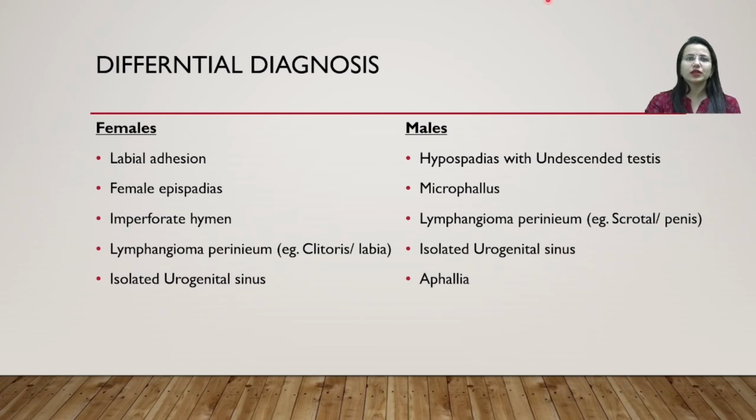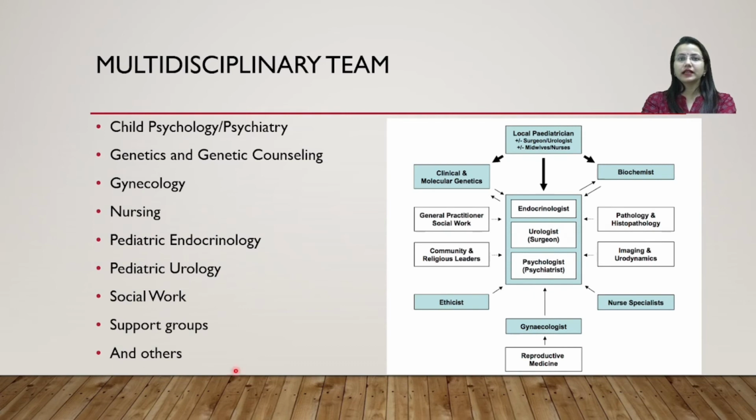A few things one should keep in mind, especially in females: labial adhesions, female epispadias, and imperforate hymen. While for the male, it could be a normal case of hypospadias with undescended testes, microphallus, or isolated urogenital sinus. As I've already discussed, it is a multidisciplinary team approach. Managing a case of DSD is not easy, especially with its associated social taboos and social concerns. So we also need backup support from social workers, various support groups, and other teams.